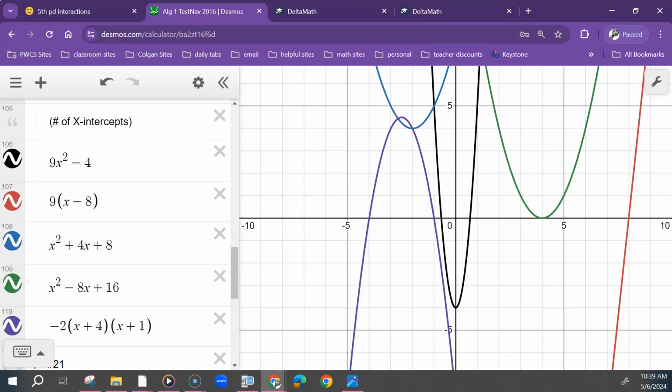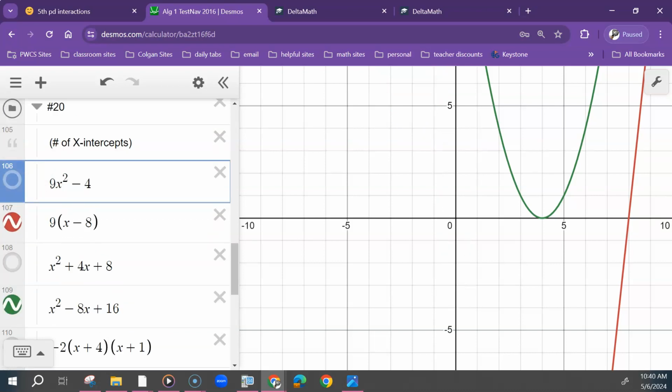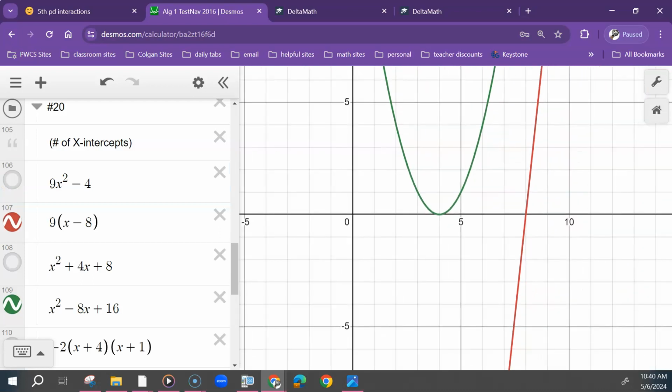So on 20, you're looking for which one has exactly one x-intercept. I think that's what I said. So of these, this one does not. This one doesn't even touch it. This one does not. And these two are the only ones that have one x-intercept.